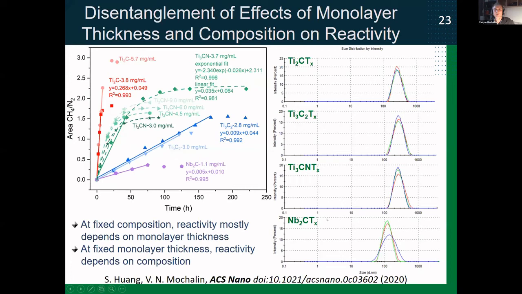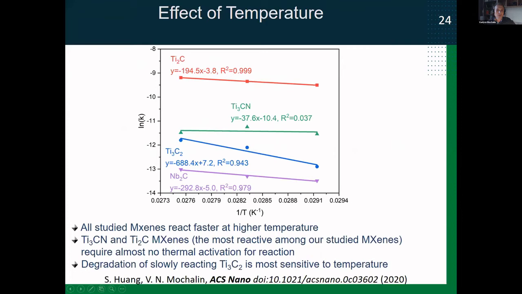Well, it turns out that for all titanium MXenes in our work, the flake size was virtually the same. But for niobium carbide MXene, it was actually smaller than for titanium carbide MXenes. And yet, niobium carbide MXene shows the slowest degradation kinetics. So it's a clear indication that the flake size does not play as much role as other factors, monolayer thickness or composition of your material, in reactivity. And we also studied temperature dependence of this process, and we observed that MXenes that are most reactive, so titanium 2C or titanium 3CN, require almost no thermal activation, and MXene which is less reactive, titanium 3C2, is very sensitive to temperature, which makes sense also.